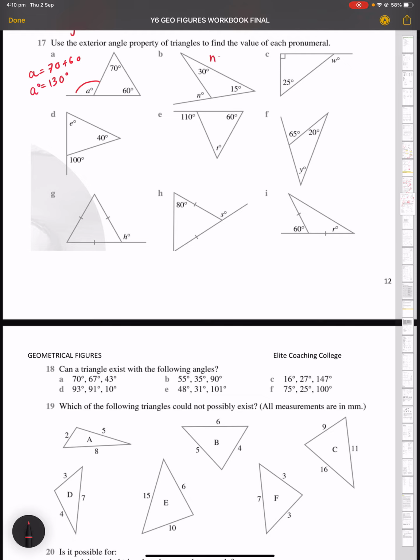N is equal to 30 plus 15, which gives you 45 degrees. W is equal to 90 plus 25, which gives you 115 degrees. E, okay, so E plus 40 is 100. E degrees plus 40 degrees equal to 100. So therefore, E degrees equal to 100 minus 40, which gives you 60. E equals 60 degrees. 60 plus T is equal to 110. 110 minus 60, that will give you T equals 50.